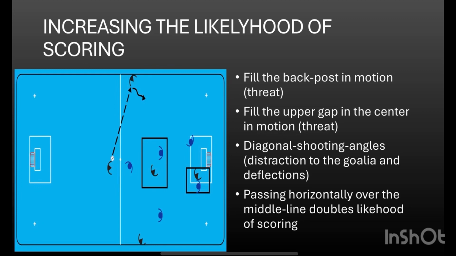If you can shoot from those diagonal shooting angles to the goal, then it is more likely that there are more feet, sticks and bodies of your own teammates and the opposing team's players in front of the goalie. So there will be distraction for the goalie, and there will be some points for deflecting balls as well. And if you are able to pass the ball horizontally over the middle line, if you cut the offensive zone into two halves, if you are able to progress with a wide pass or a horizontal pass through that middle line, that doubles your likelihood of scoring.